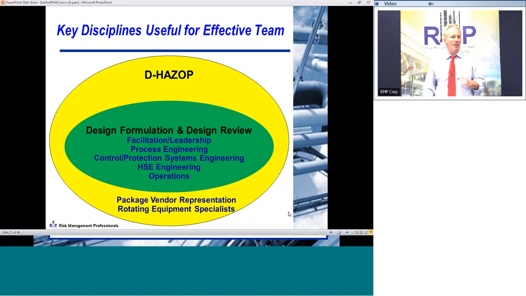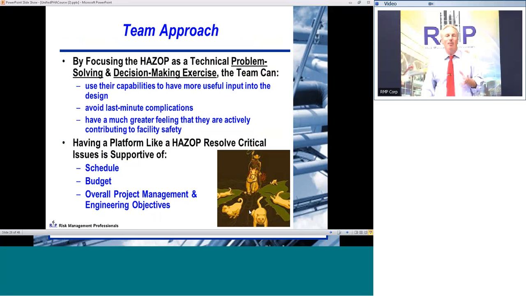So if there's so much overlap, why not run these things in parallel? Why not make good use of your resources? Why reinvent the wheel, or why do it twice? Really, having these things run hand in hand makes a lot of sense. What we found is that by focusing the HAZOP as a technical problem solving and decision-making exercise, you get a lot more useful input into the design.